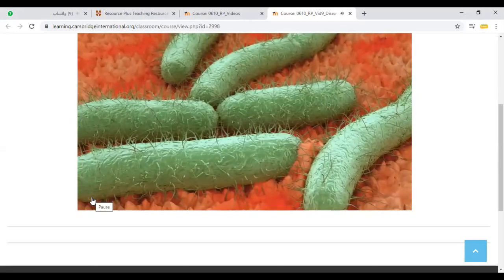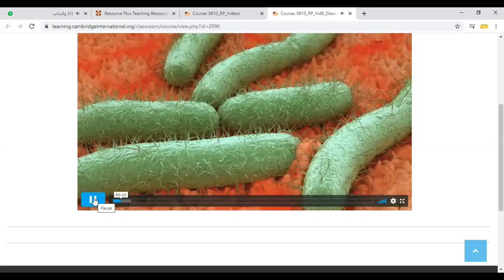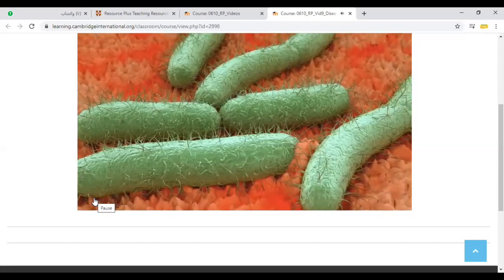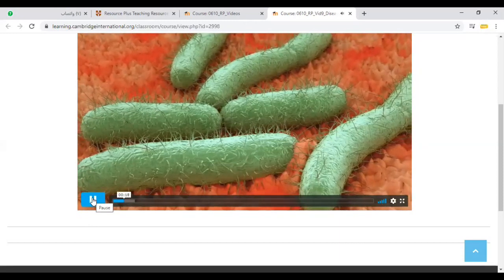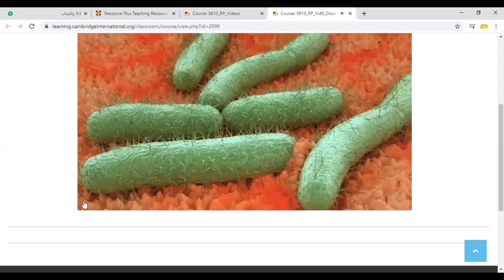There are thousands of different bacteria living on our skin and other surfaces. A pathogen, such as E. coli shown here, is a type of bacteria that causes disease.